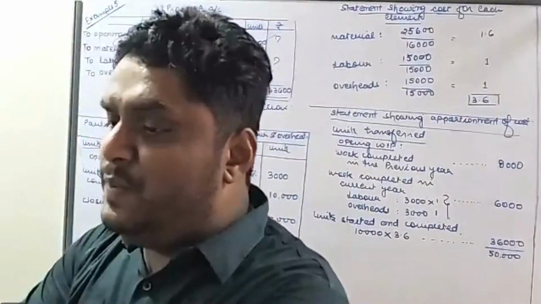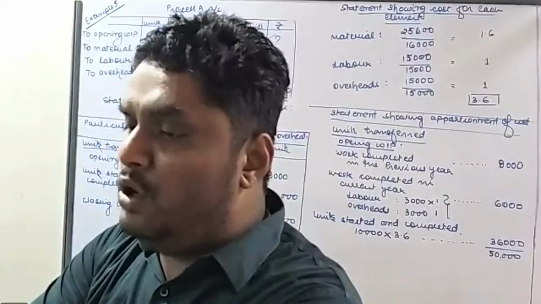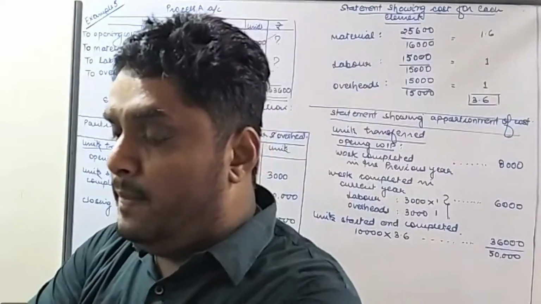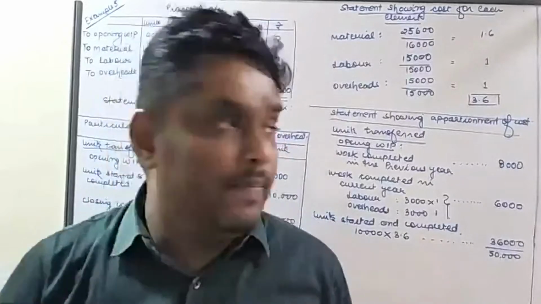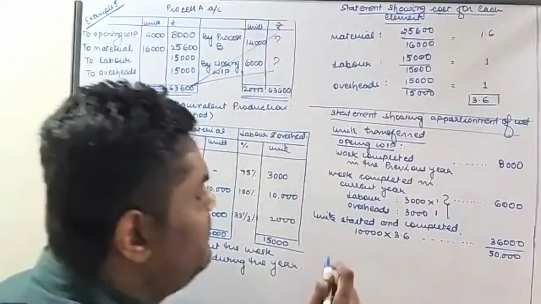I'll be discussing this part, Samohini, when how to deal with abnormal gain or abnormal loss or normal loss. Don't worry. So we are done with the calculation of the cost of units that are transferred.